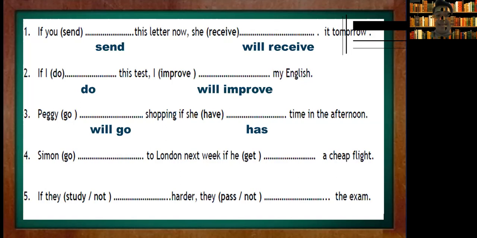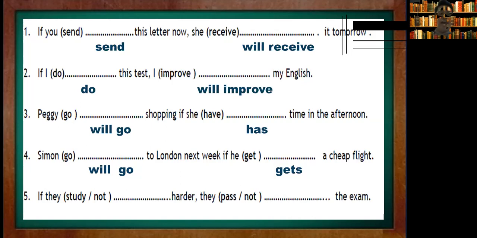Number four is similar to sentence number three. Simon go to London next week if he get a cheap flight. Okay? So go, like in number three, insert will. So you say will go. Then get, like in sentence number three, consider the subject. He, singular or plural? Definitely, he is singular. So put S to your verb. He gets a cheap flight. So there it goes. Simon will go to London next week if he gets a cheap flight.